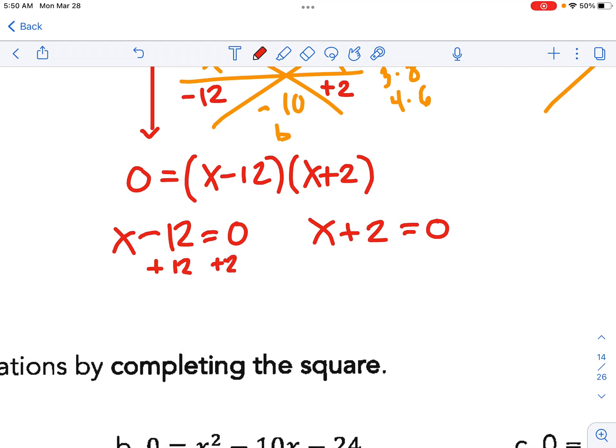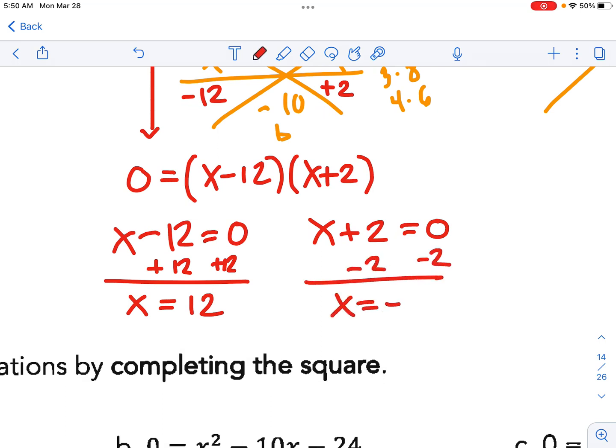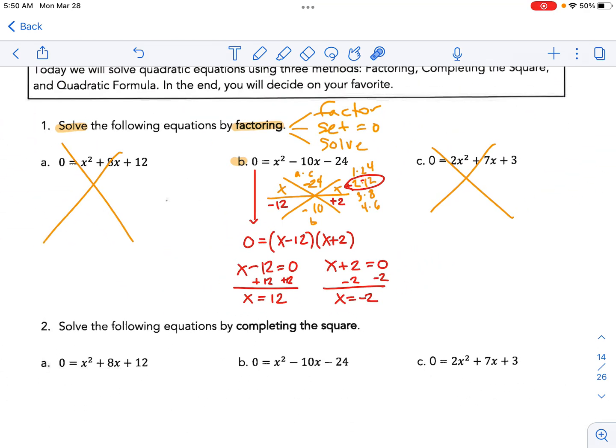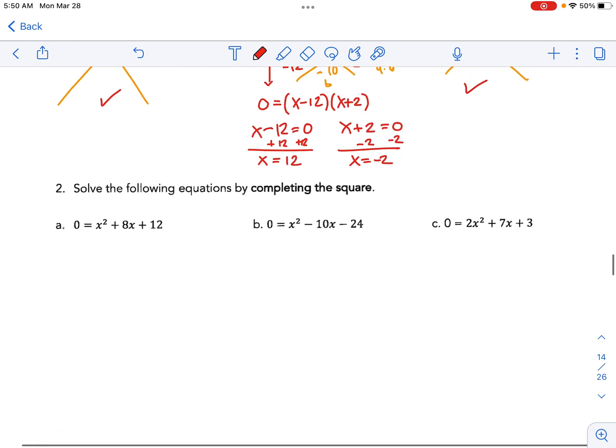Solving that first expression says when x is equal to 12, that makes this factor 0, which makes the whole quadratic 0. Solving the other factor says when x is negative 2, that makes this factor 0, which makes the whole quadratic 0. Then A and C are solved in a similar fashion. If you want some extra practice, you can do A and C, and you can check your answers on the notes PDF in Blackboard.